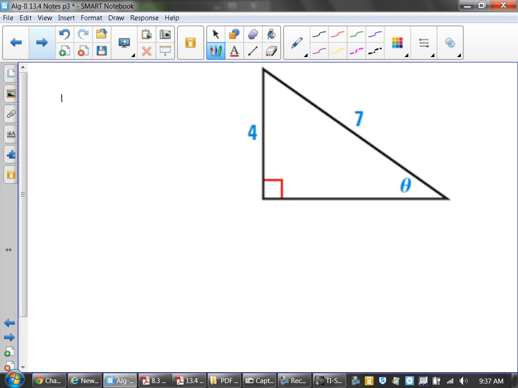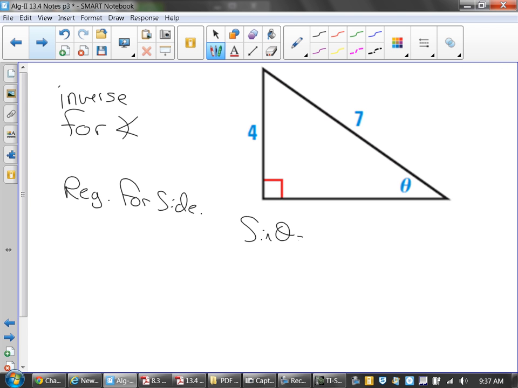Yeah, remember, inverse for the angle, regular for the side. Okay? Inverse for the angle, regular for the side. It's a very common thing that people mess up. So you said it was sine? What'd you guys get? 34.85. Everybody agree?